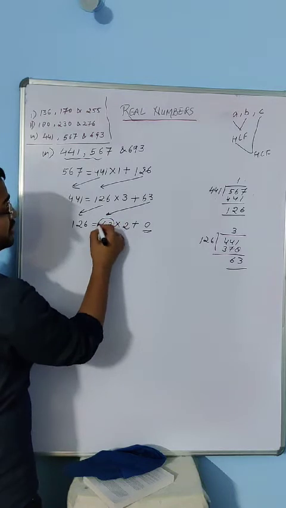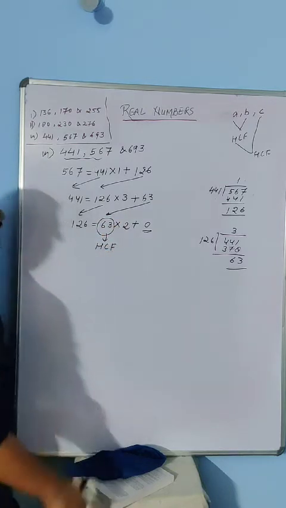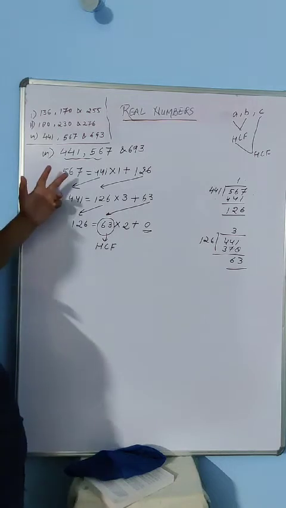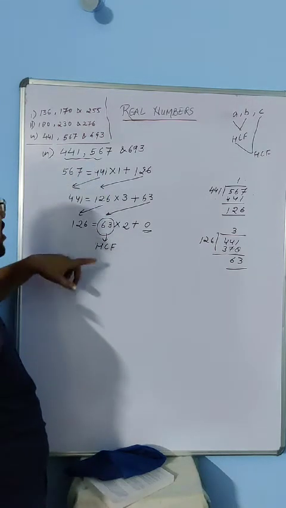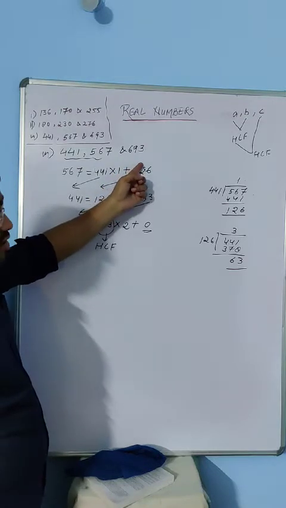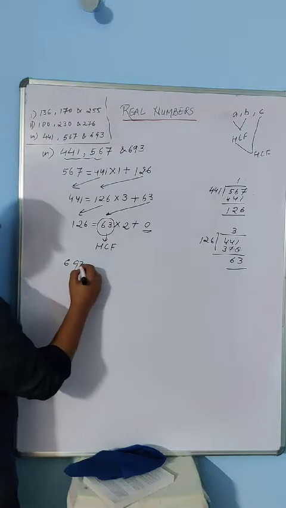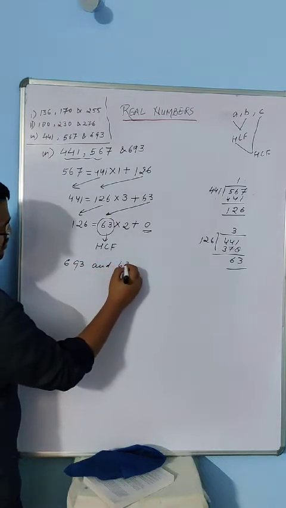At this stage, the divisor becomes the HCF. Now this is the HCF of the first two chosen numbers. Now you have to find the HCF of the third left out number and 63. So now I'm finding the HCF of 693 and 63.